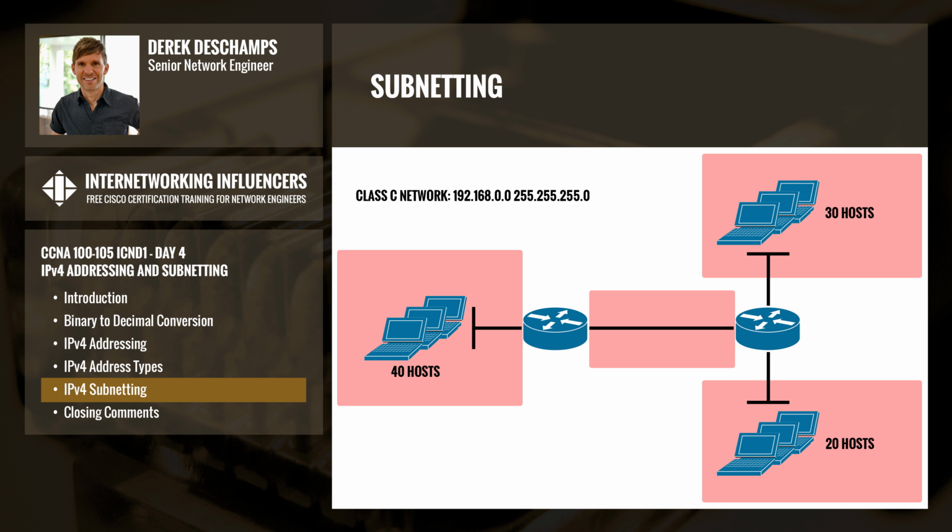However, what if we only had the one Class C network, 192.168.0.0, with the default subnet mask of 255.255.255.0 available to use? The simplest method to solve our problem would be to divide our Class C network into 4 equal-sized smaller networks, or subnets. Since the largest network on the diagram contains 40 hosts and one router interface, we will need to ensure that each of the 4 new subnets has a minimum of 41 IP addresses available to use for hosts.